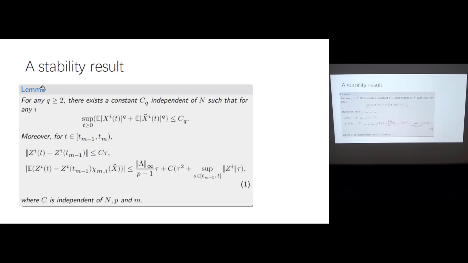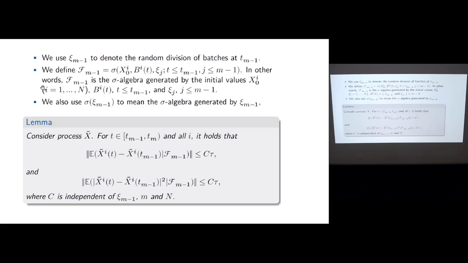All right, if you denote xi_m to be the random division of batches at this time step, and F_{m-1} to be the sigma algebra with the initial distribution of X_0^i and its Brownian motion, this is the random shuffling for the previous time step. So that's the sigma algebra generated by the initial value, the Brownian motion and this random shuffling. By the way, can we see a model for the first version? The second version we don't know how to prove, actually, which is adapted from stochastic gradient descent. In stochastic gradient descent for machine learning, they can prove the second version easily, but not the first one. But this dynamical system is different.